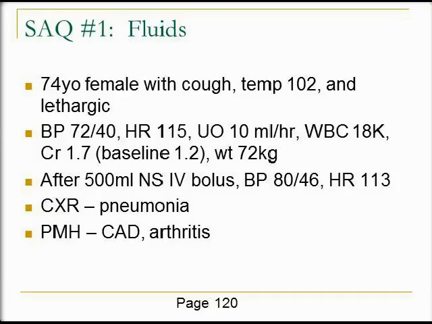So I'll start off with a question from your book on page 120. A 74-year-old female with a cough and a fever to 102, and she's lethargic. Her blood pressure is 72/40 with a heart rate of 115 and urine output of 10 mils per hour. She has a white count of 18,000 and a creatinine of 1.7, which is up from her baseline of 1.2, and she weighs 72 kilos. She's given a 500 ml bolus of normal saline, and her blood pressure is then 80/46 with a heart rate of 113. Her chest x-ray is consistent with pneumonia, and she has a past medical history of coronary artery disease and arthritis.